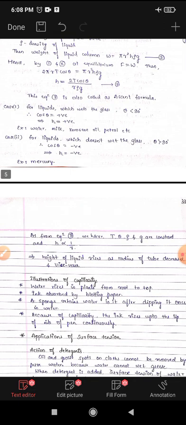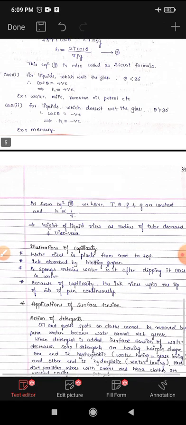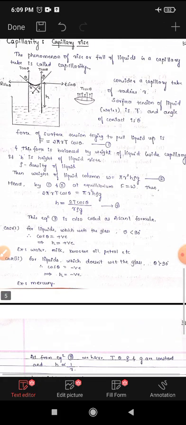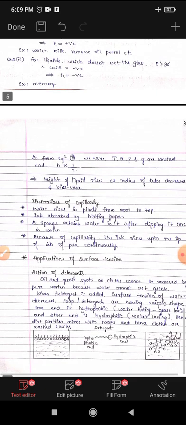If the radius of the capillary is narrower, then the height will be larger, and if a larger glass tube is taken, or the capillary has a wider radius, then we will see less height of liquid rise in the case of capillary rise.